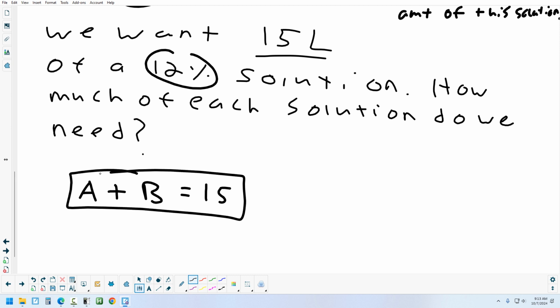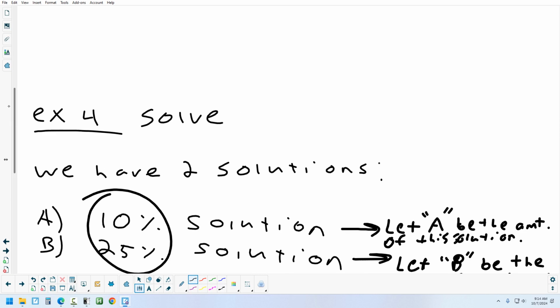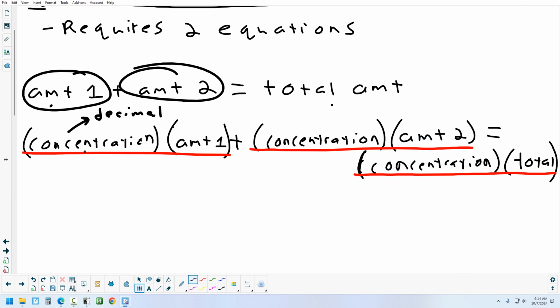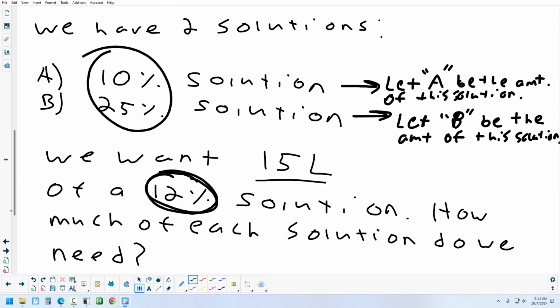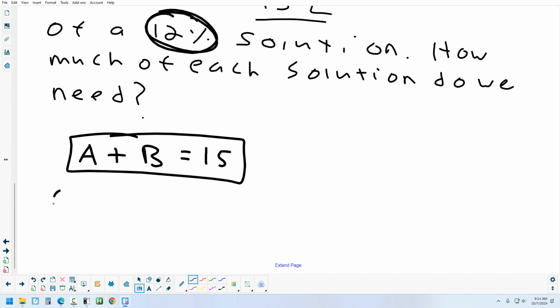That by itself is not enough to solve the problem, because there's lots of answers to that. A could be 1, B could be 14. A could be 10, B could be 5. All those add up to 15. But now I have to make sure that I get the right strength, 12%. Okay, so we're going to have concentration times amount, concentration times amount, concentration times the total. Okay, so let's set that up.